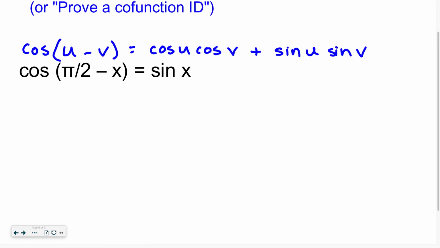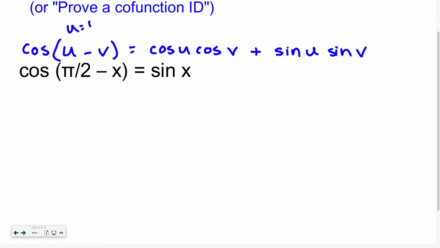What's u? Pi over 2. What's v? X. You don't give it the negative. That's part of the difference, right? Like when we did pi over 3 minus pi fourths, he didn't give us a negative pi fourths. He gave us pi fourths, and we subtracted them. So when you pull out your v right here, your x, it's really just a positive x.